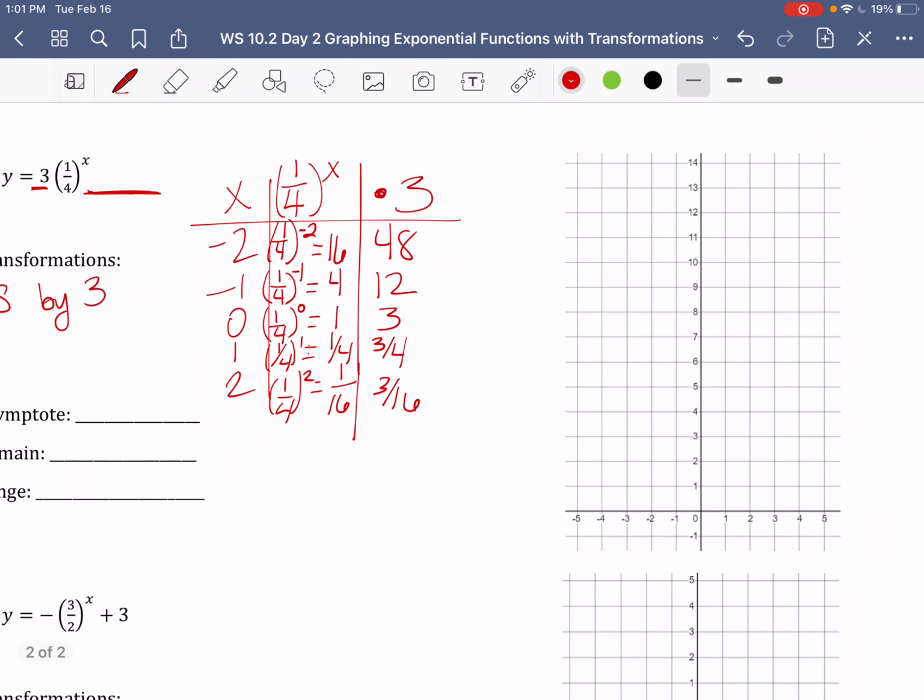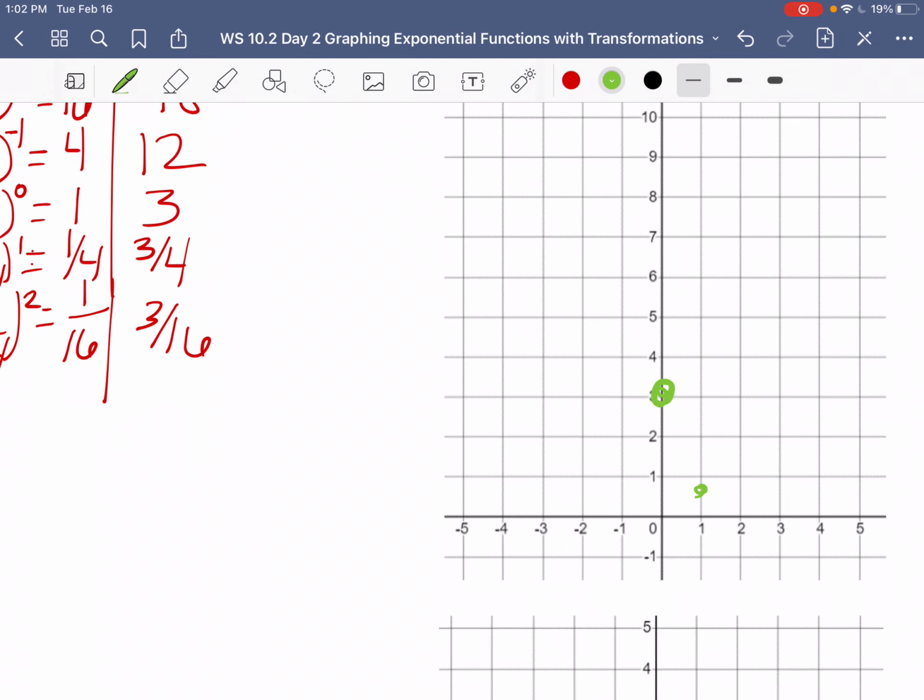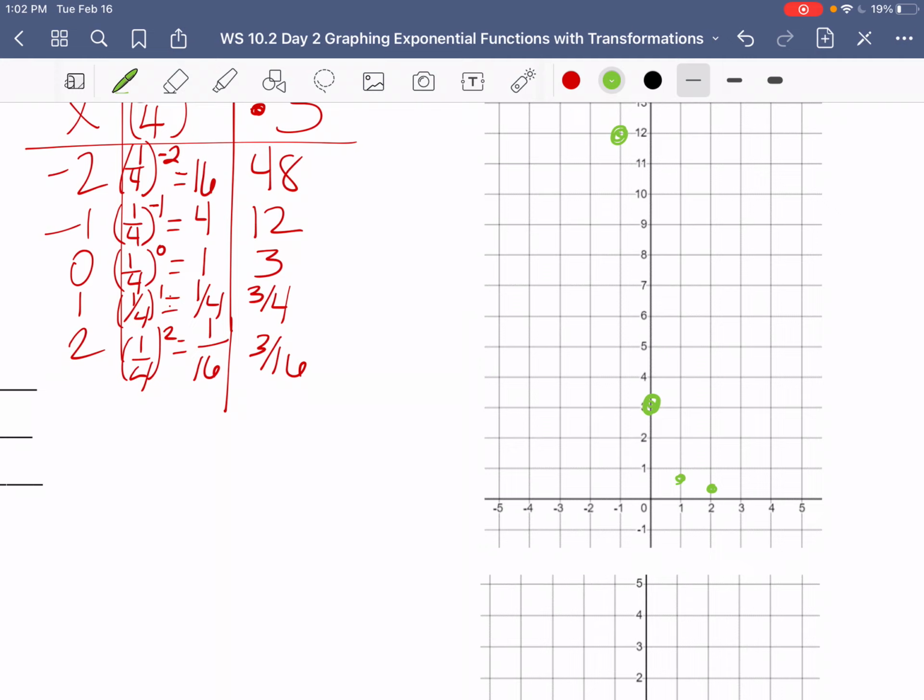So I'm going to go ahead and do the best I can to graph this. Negative 2, 48 clearly does not fit on my graph, but I can do negative 1, 12. 0, 3, 1 and 3/4. Oh my gosh. And 2, 3/16. Connect your dots, or your points.